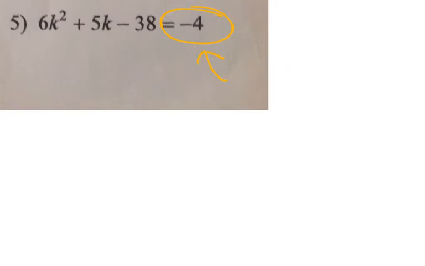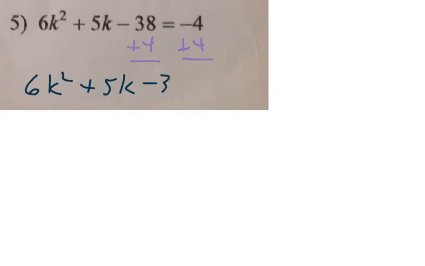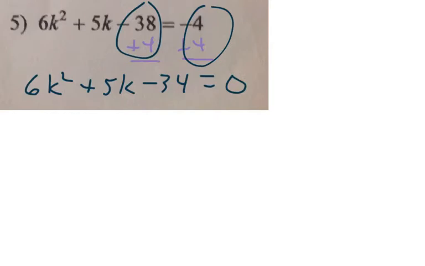Well, we're going to do a little algebra here. And how about we just add 4 to both sides? And if I add 4 to both sides, I end up with 6k squared plus 5k minus 34 equal to 0. In other words, minus 38 plus 4 is negative 34. And of course, 4 minus 4 is 0.